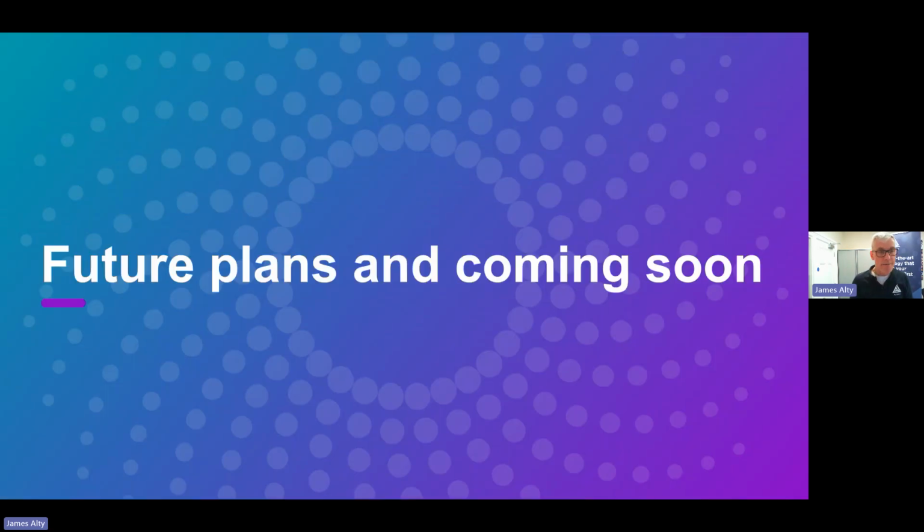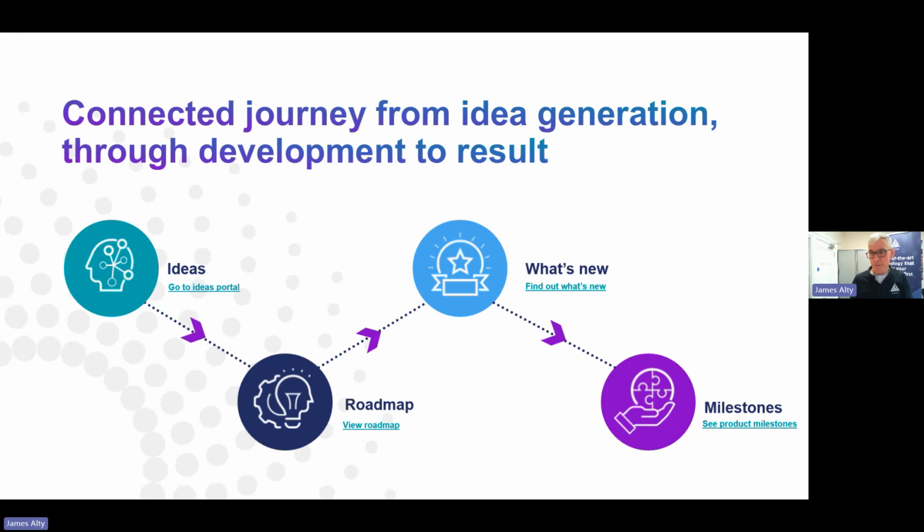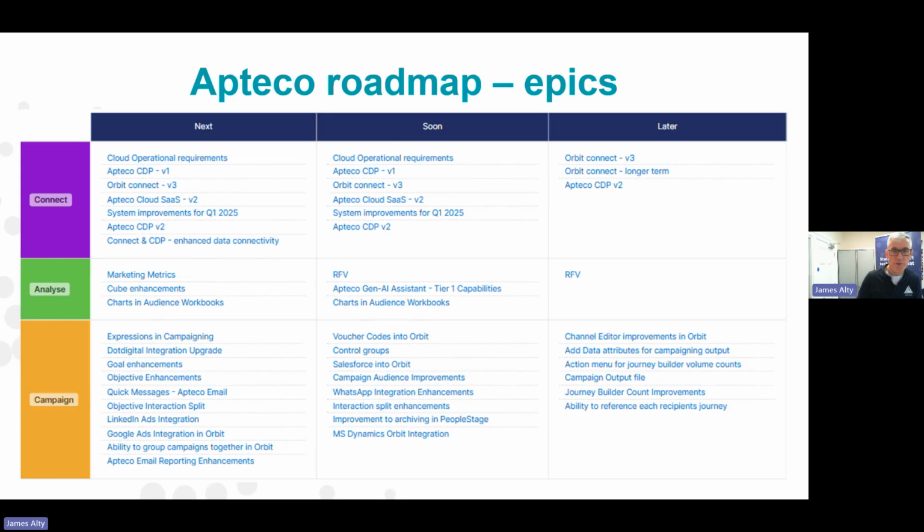Right, a few plans. Let me remind you, and you can use the links in the PDF when you get it after the webinar. Submit ideas. What do you want? We call it making a wish. Make a wish for Apteco. Tell them something that Apteco could do for you. View the roadmap to see what we've got planned, find out what's new, and see the product milestones all there.